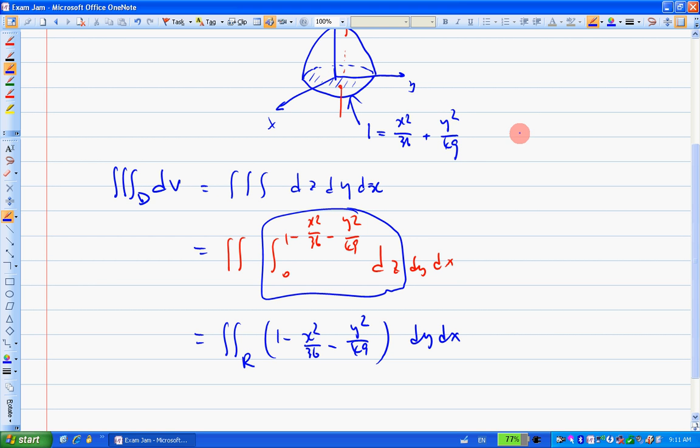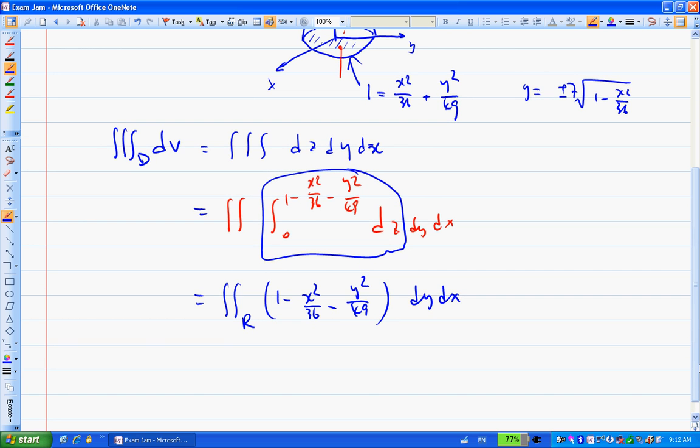So the y here is equal to positive or negative 7 times the root of 1 minus x squared over 36. So there are two values of y, negative and positive, that's y min and y max. But you can expect this to be very complicated because you've got a square root of 1 minus something there. So in Cartesian coordinates, calculation-wise, it's not going to be easy.